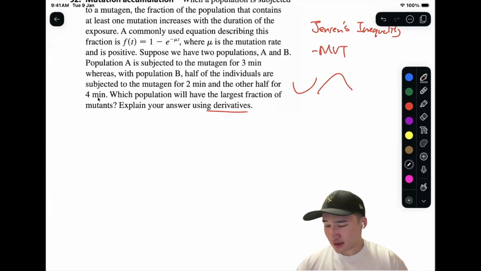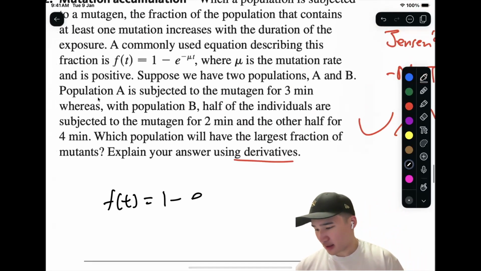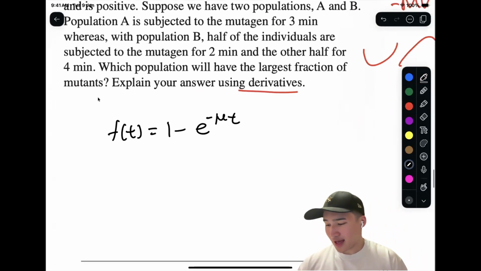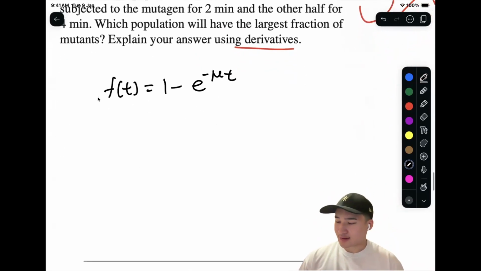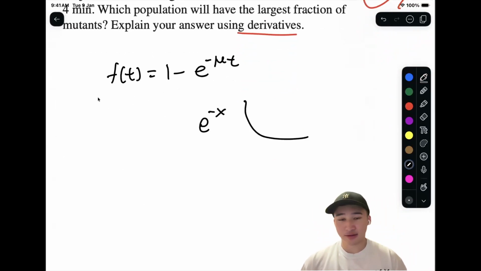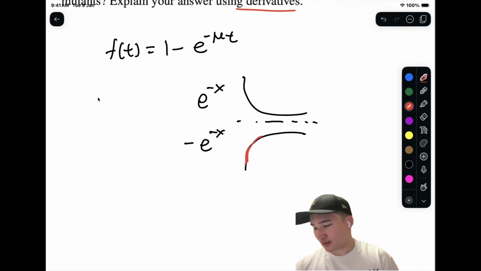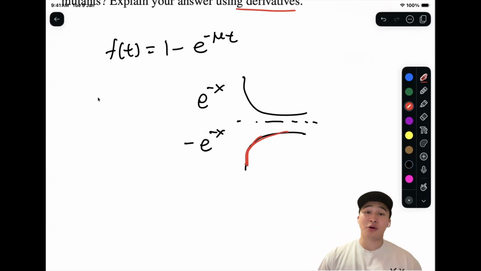So now let's look at the equation itself. f(t), which gives the fraction of mutants, is 1 minus e to the power of negative mu t. We know that e to the power of negative x looks something like this. And if you have a minus in front, you're flipping everything, reflecting about the x-axis. So what that's going to look like is a reflection that goes like this. Right off the bat, you can see this is a concave down curve, but we have to prove it.